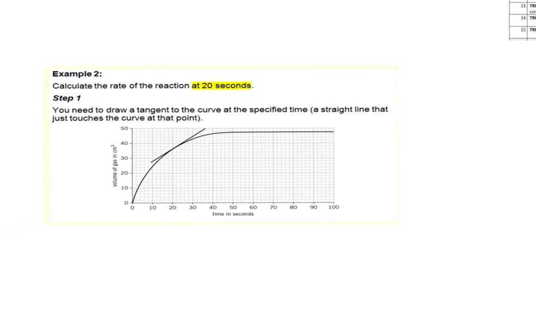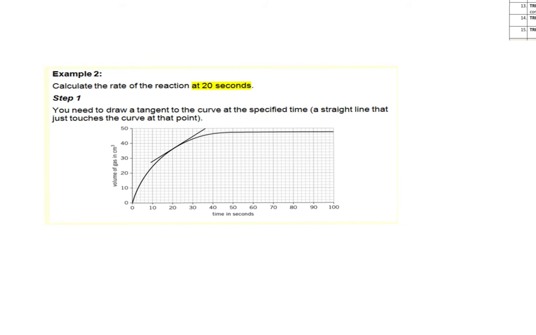Example 2 is something that's a little bit more difficult, and this is higher tier only. Here it asks you to calculate the rate at 20 seconds. And you need to be really clear that if the question says at a certain time, then that is when they're asking you for specific rate of reaction at a specified time. And in that case, you need to draw a tangent at 20. And all a tangent is, and you should know from maths, is a straight line against the curve at the specific time they've quoted. Then you would work out the gradient, as you would normally do, of a line using the values on that graph.